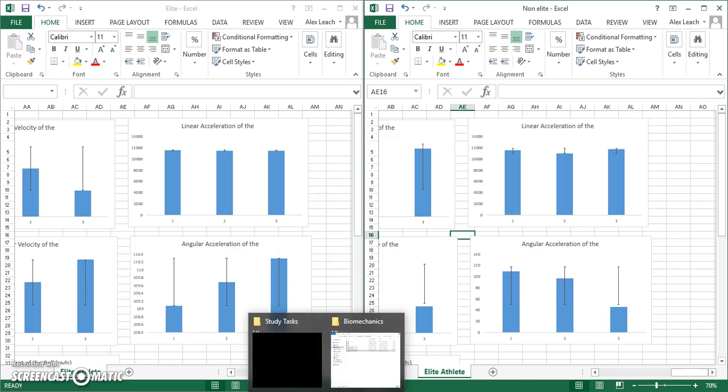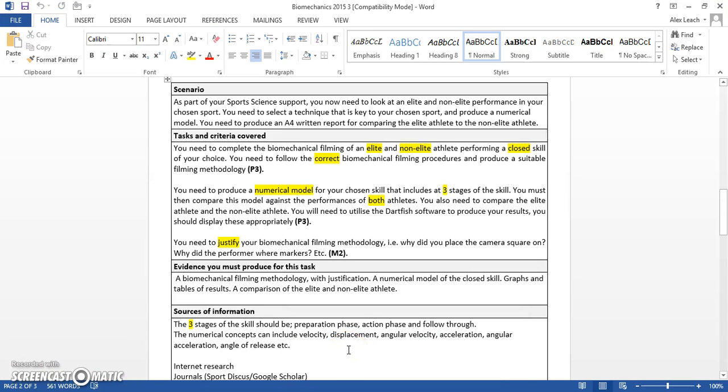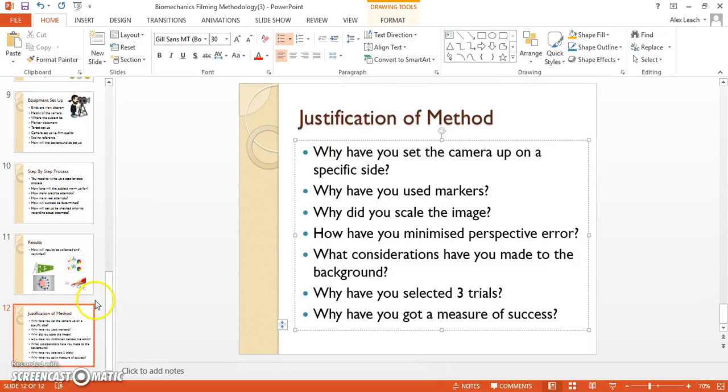And that is all you need to do once you've done 4 different sets of data. Right, once you've done that, you need to include your biomechanical filming methodology. And you've all done that already in assignment 2. So if you're only going for pass, you need to go no further than this. If you're going for merit, the only way you get merit for this is at the end of this PowerPoint.